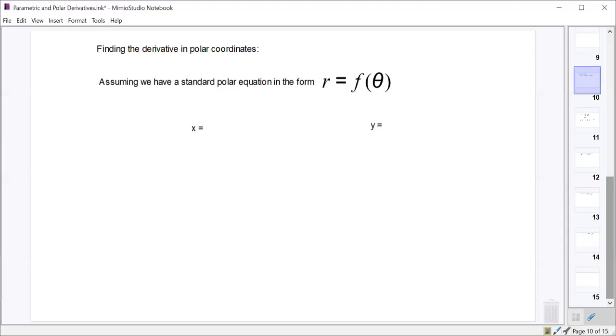So we have a polar function, r equals something in terms of theta. We should very easily be able to just split this up so that we know what x is and we know what y is. x should just be r times cosine theta, so cosine theta f of theta, and y should be r times sine theta, so sine theta times f of theta. Do you guys agree with that?